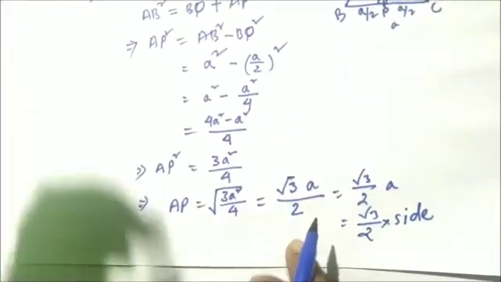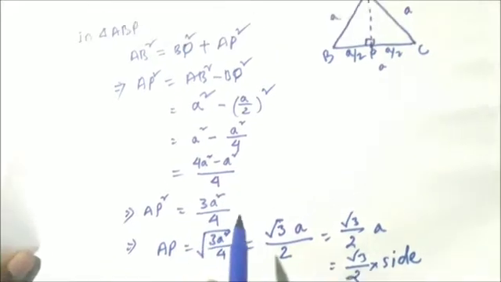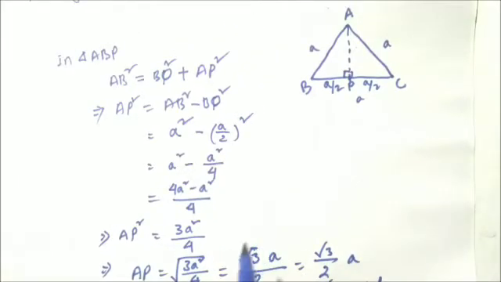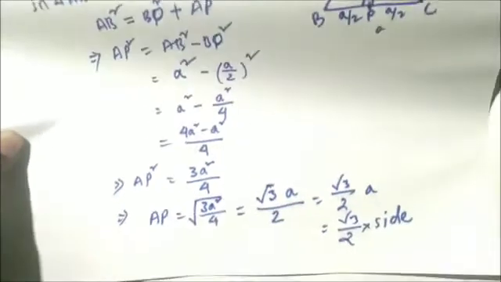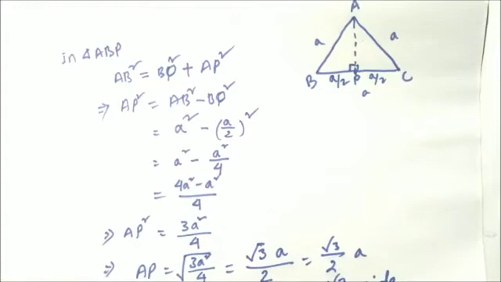Okay. Root over 3 by 2 into side. So the height of the equilateral triangle is root over 3 by 2 into side. We know that to find the area of a triangle we need the height, and now we have got the height, but it is not the area. We need to find the area again.